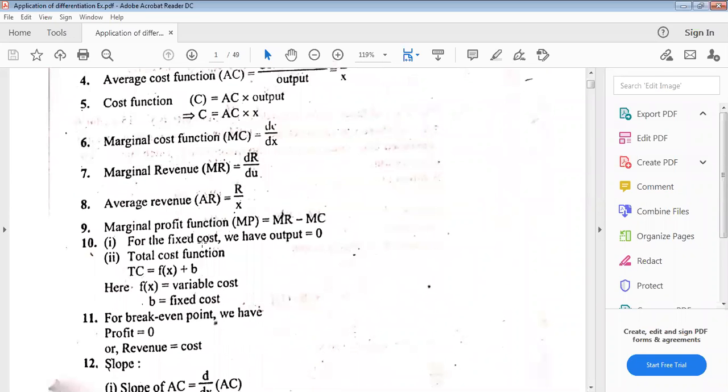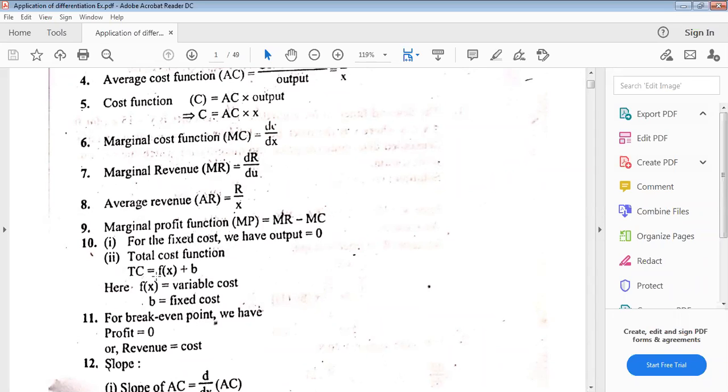Similarly, for the cost function, for the fixed cost, the output will be 0. Remember it. Suppose I continue a business by taking a shop. The fare of the shop will be the fixed cost, but other goods, everything else, will be the variable cost. So fixed cost will be the fare of the shop, fare of the godown, etc., and output will be 0 in this case.